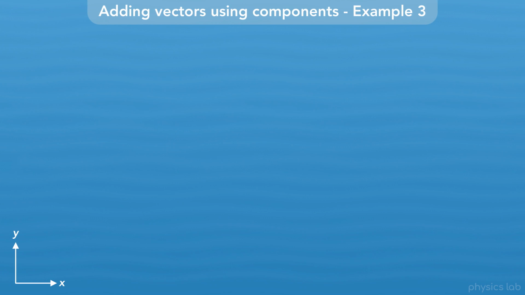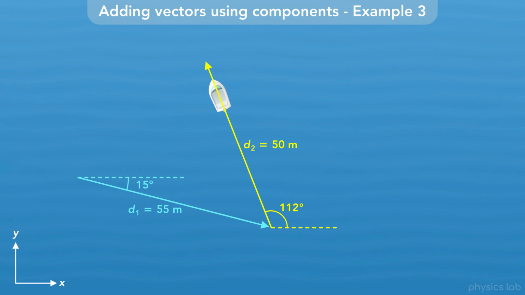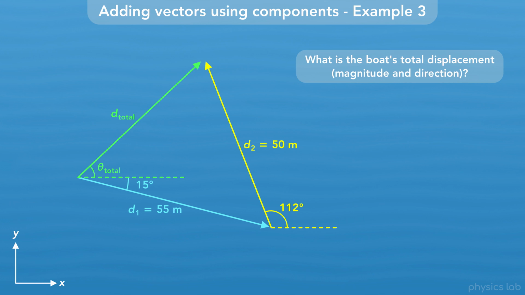Now let's look at one more example that involves negative components. First, the boat travels 55 meters in this direction, and then 50 meters in this direction. What is the magnitude and angle of the total displacement vector?